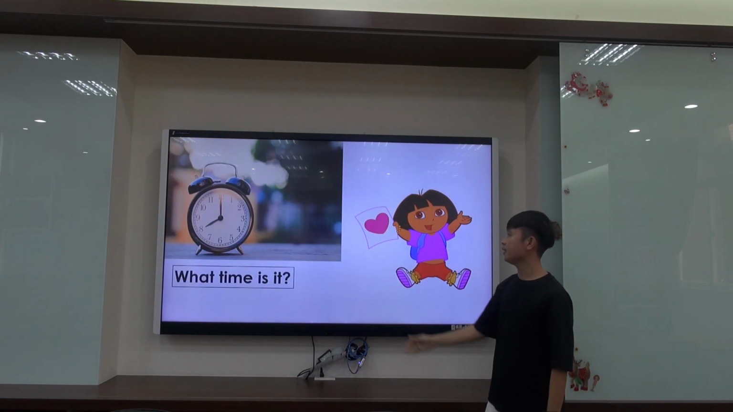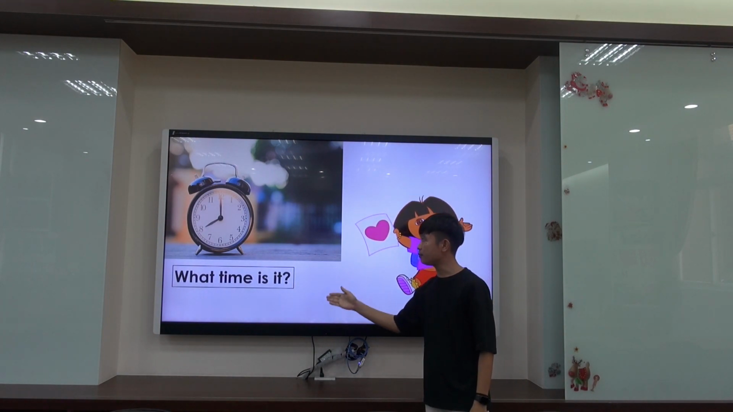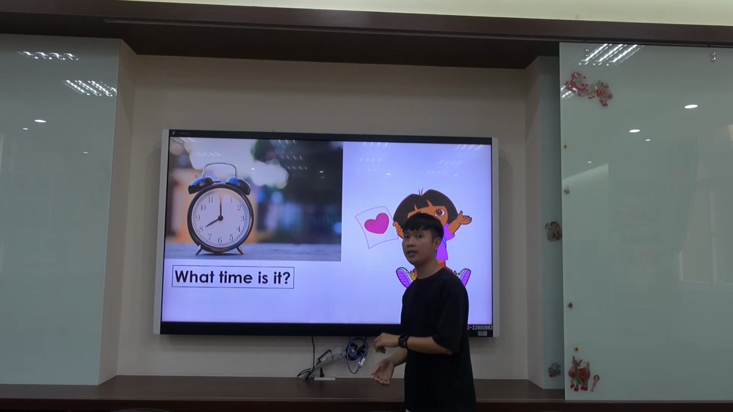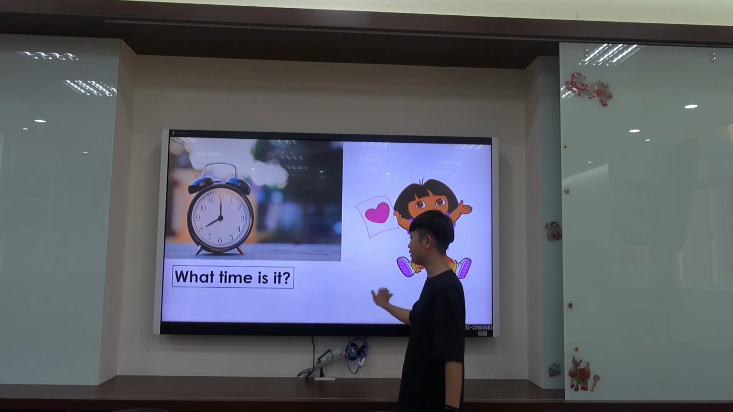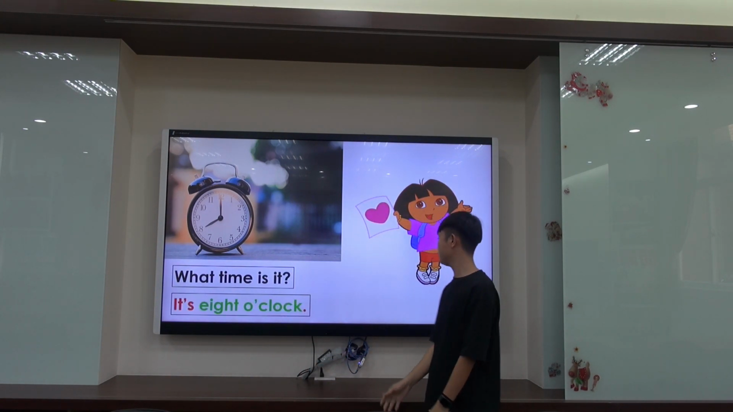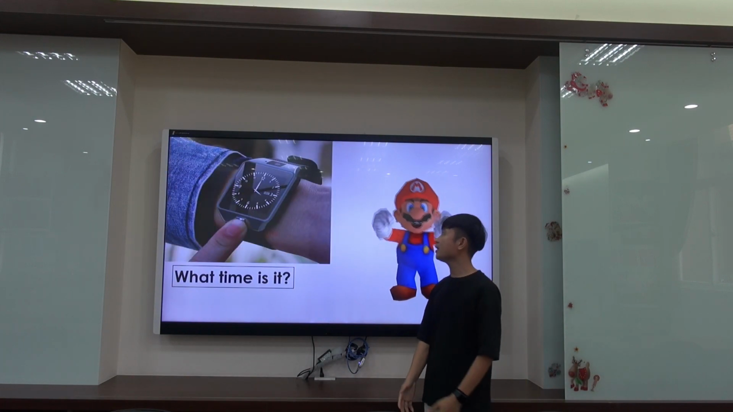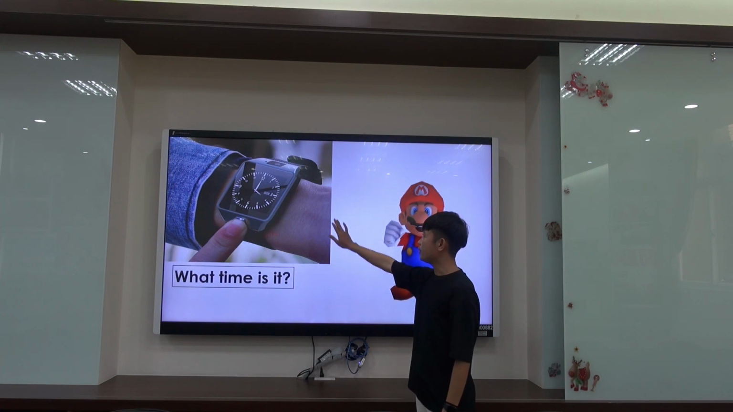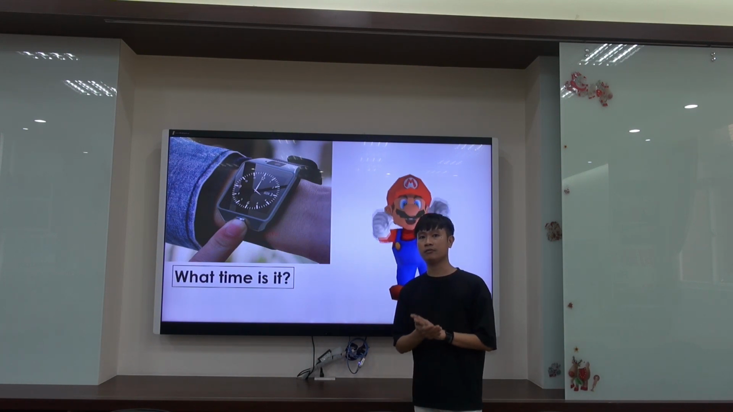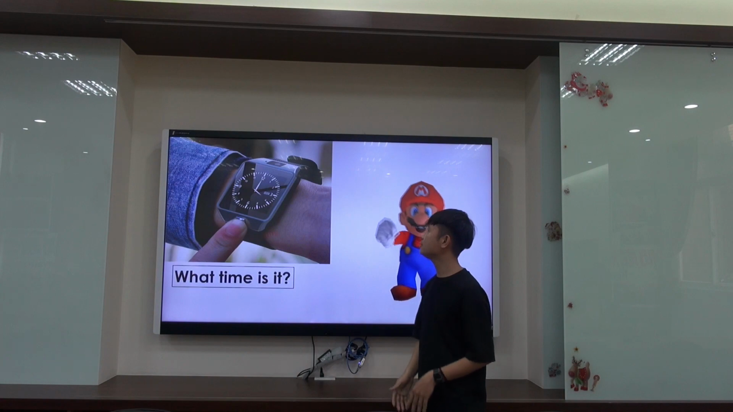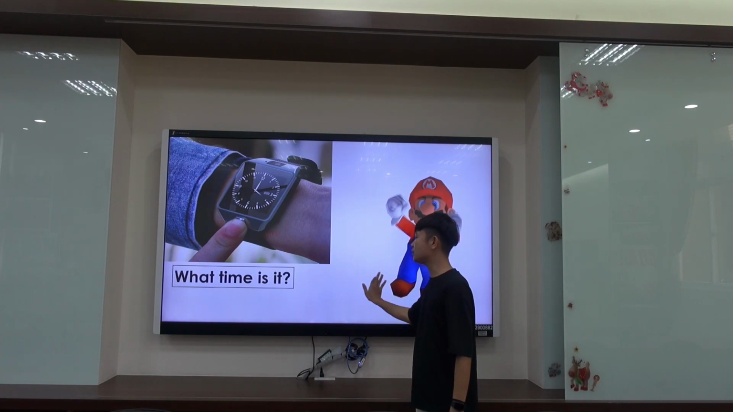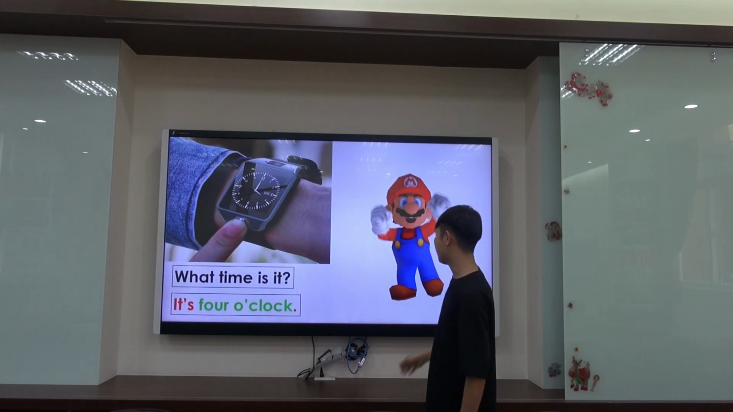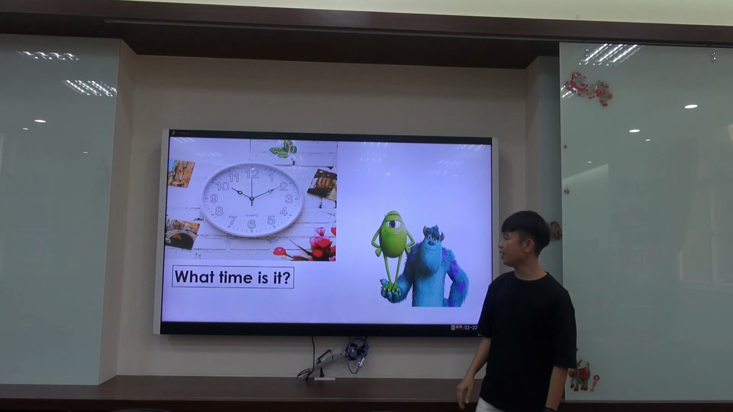What time is it? As you can see that it's pretty obvious that the short hand is pointing to 8 and then the minute hand is pointing to 12. Therefore, it's 8 o'clock. Okay, next, what time is it? So, the same with the previous one. So, the hour hand is pointing to 4 and then the minute hand is pointing directly to 12, which is 4 o'clock. So, what time is it? It's 4 o'clock.